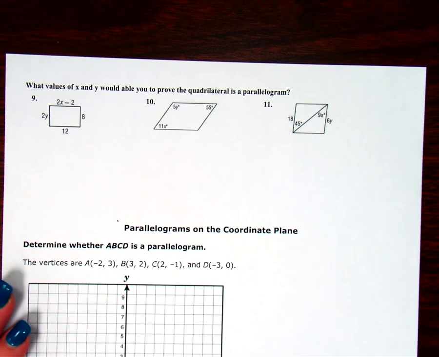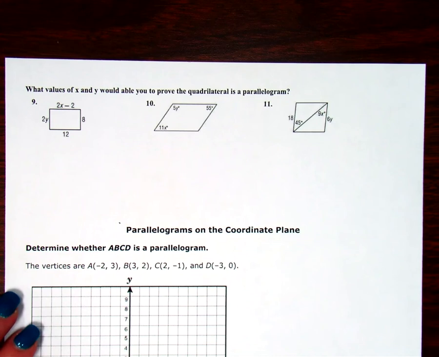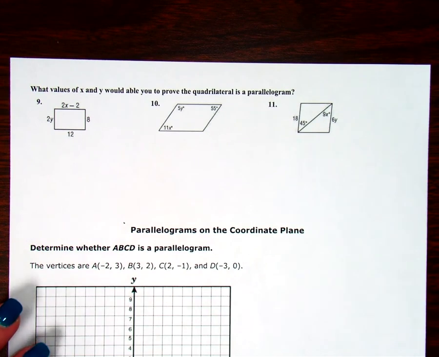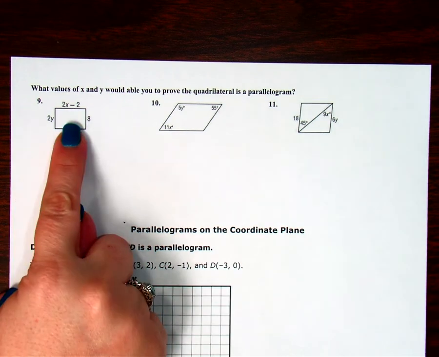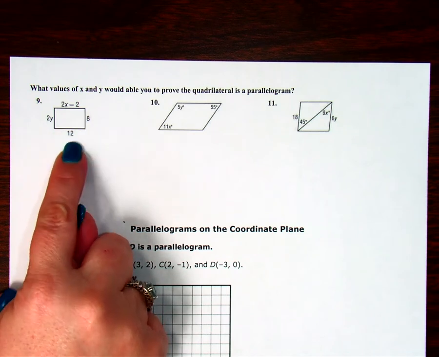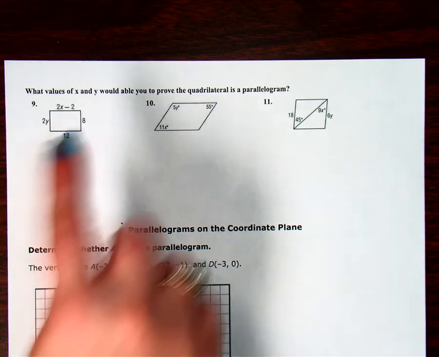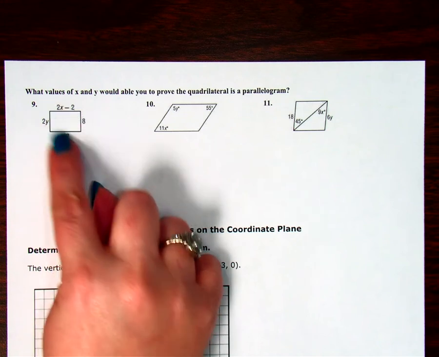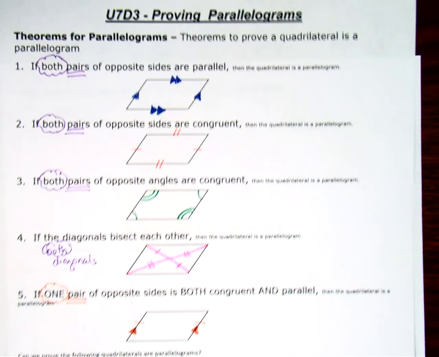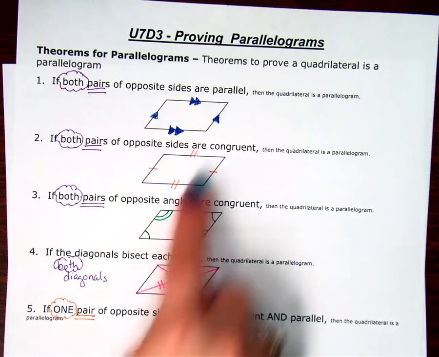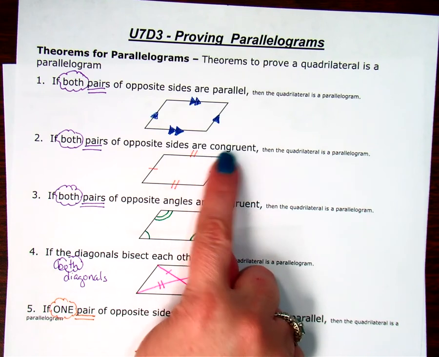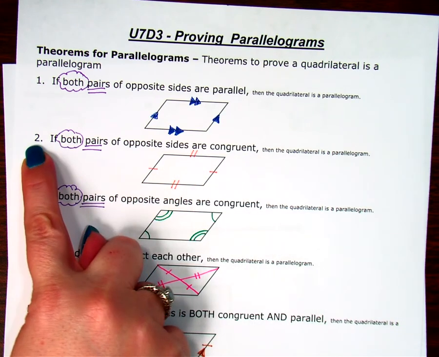Number 9, 10, and 11, we want to know what values of x and y would enable us to prove that the quadrilateral is a parallelogram. Okay, so basically, if this is a parallelogram, what would I need x and y to be to make this indeed a parallelogram? Well, I have information about all of the side lengths. So when I look up here, information about the side lengths, we've got sides are parallel, so that's not really the lengths. Here I've got opposite sides are congruent. Number 2 is going to help us with this one.